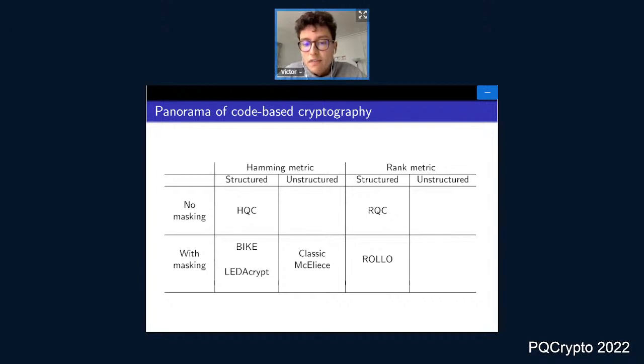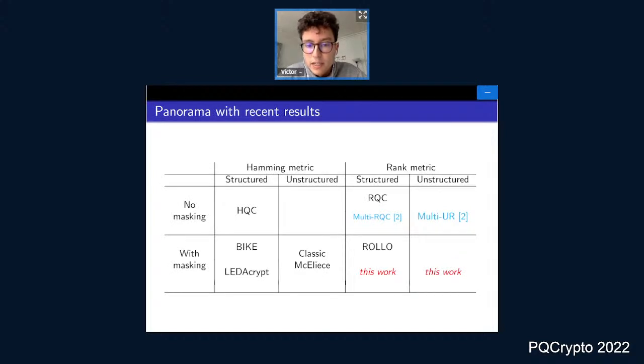And so far, only 5 of 8 possibilities were fulfilled when you take the round 2 NIST code-based candidates. And with this work, we present 2 additional possibilities in rank metric with masking, either with structured objects or with unstructured objects. And I would also like to point out recent results on multiple syndromes RQC and the unstructured version, which do more or less the same as us, but with no masking.